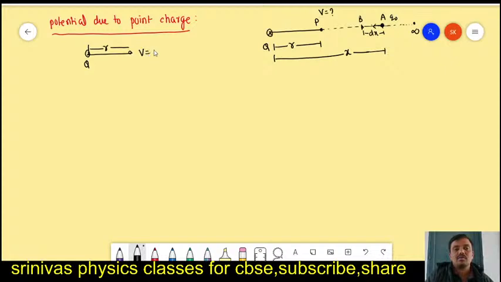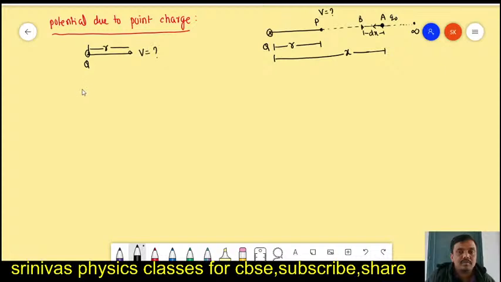Then further, you have to calculate the work done to move from infinity to P. First, a small work we will calculate to move from A to B. Later we can do the integration and we will get the total work, right? Because here the electric field is varying. Electric force is varying. Here you can keep the Q naught charge at point A.